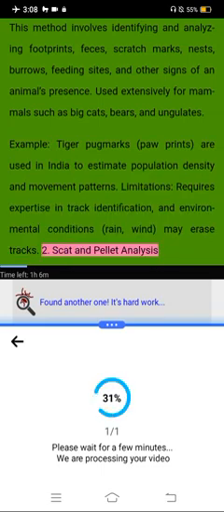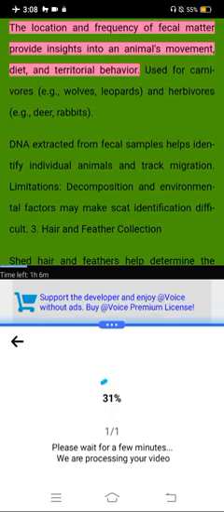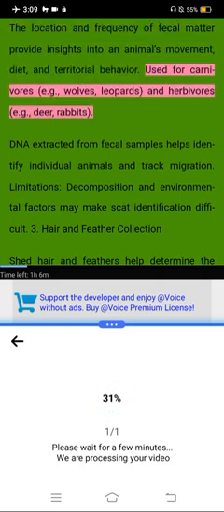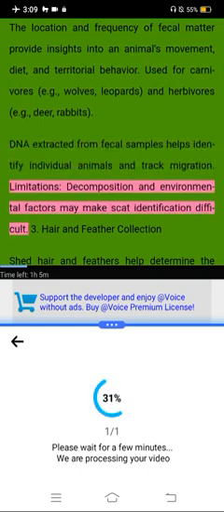2. Scat and pellet analysis. The location and frequency of fecal matter provide insights into an animal's movement, diet, and territorial behavior. Used for carnivores (e.g., wolves, leopards) and herbivores (e.g., deer, rabbits). DNA extracted from fecal samples helps identify individual animals and track migration. Limitations: decomposition and environmental factors may make scat identification difficult.